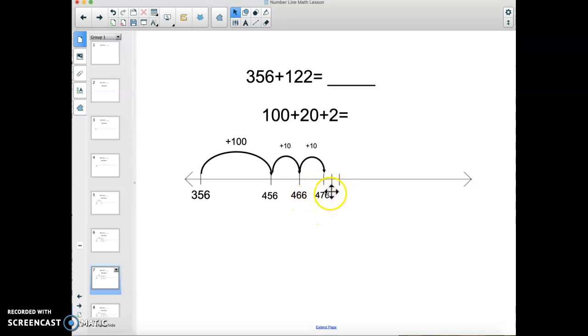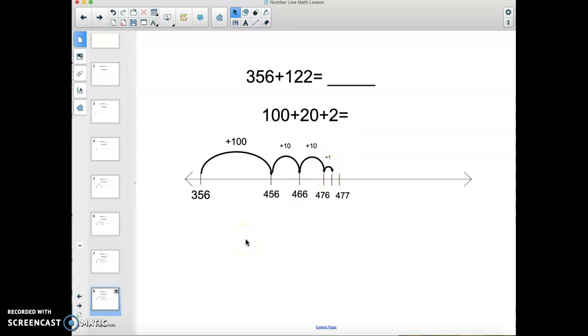Again, my hundreds haven't changed, my ones did not change. Now that we've made those 2 jumps, we need to look at our ones. We're going to make 2 jumps of 1. And again, notice that our jumps are getting smaller and smaller. 1 plus 1, we're only changing our ones column, so 476, one more would be 477. And then one more jump is 478. So our sum is 478.